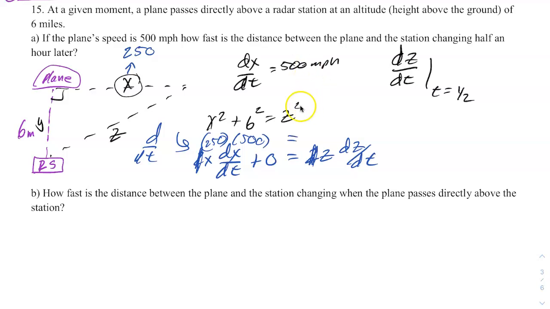On this side, what is z? I don't have z. I've got to find z, so we've got to do a triangle again. Now remember, this triangle is at half an hour. So this is always 6. It's only been half an hour, so that's 250. And that's my z. So z is going to equal the square root of 6 squared plus 250 squared. Definitely need our calculators. I guess we just leave it like that and plug it into the equation.